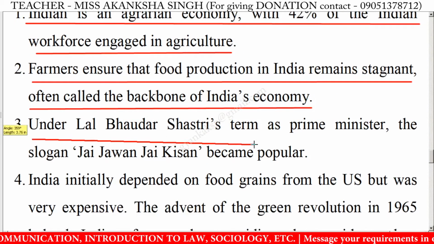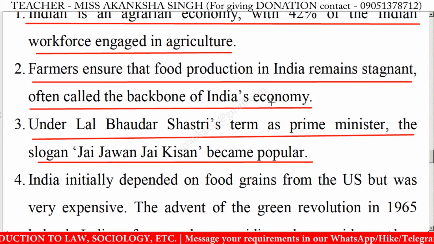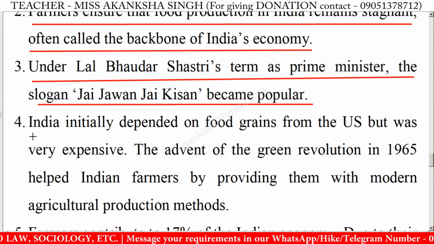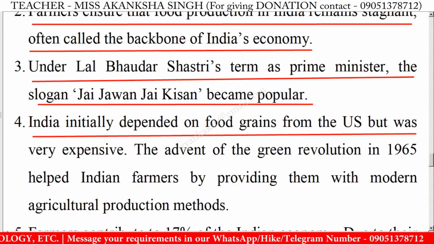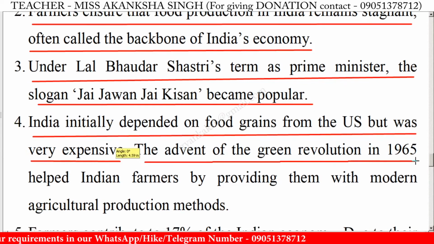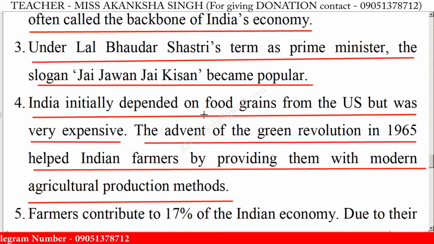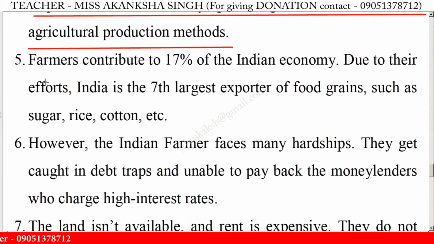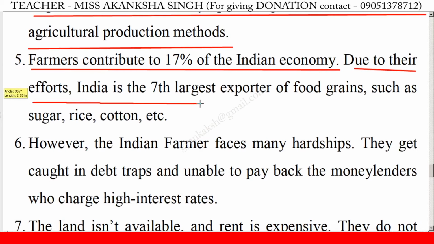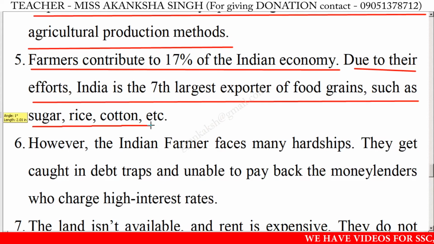Under Lal Bahadur Shastri's term as Prime Minister, the slogan Jai Jawan, Jai Kisan became popular. India was initially dependent on food grains from the US, but this was very expensive. The advent of the Green Revolution in 1965 helped Indian farmers by providing them with modern agricultural production methods. Farmers contribute 17% of the Indian economy. Due to their efforts, India is the seventh largest exporter of food grains such as sugar, rice, cotton, etc.